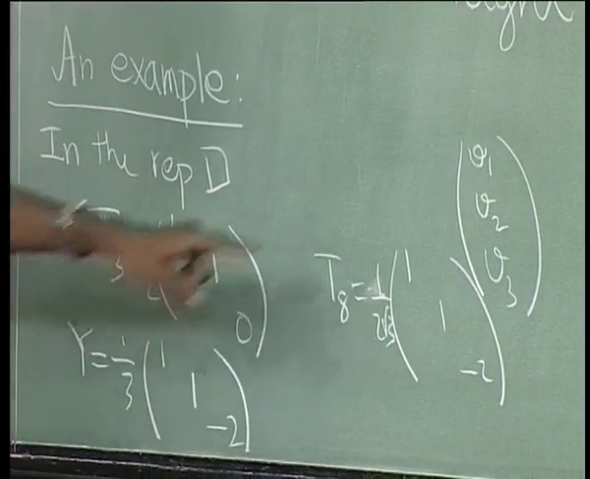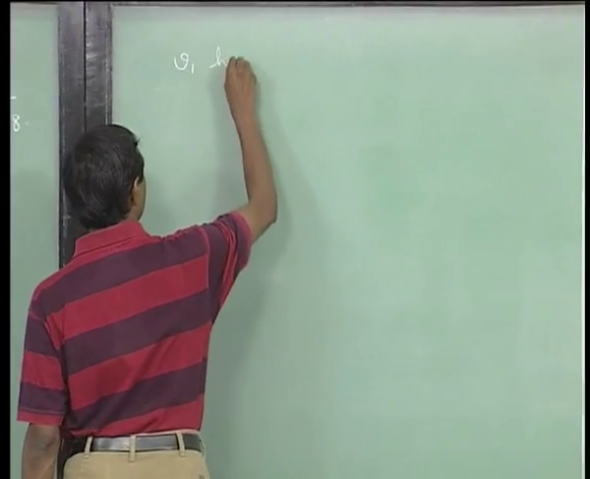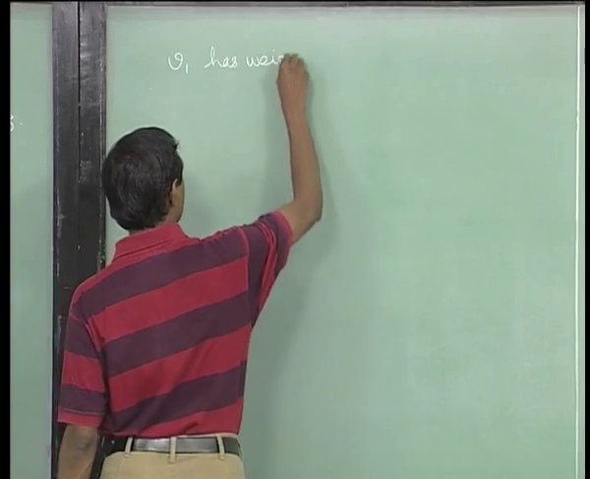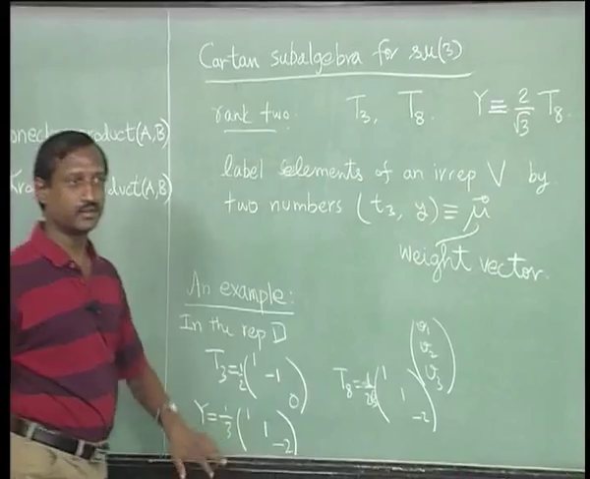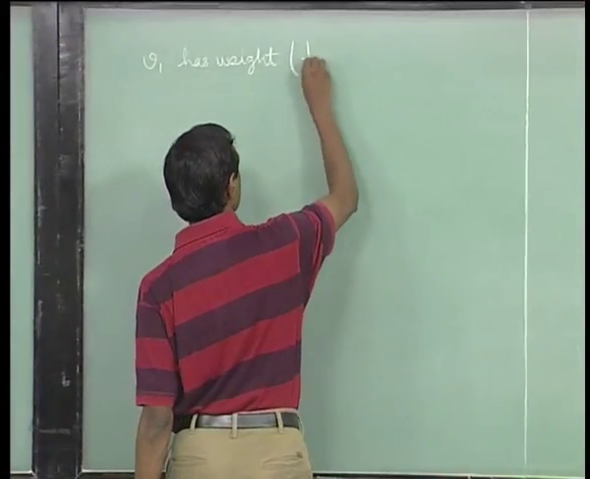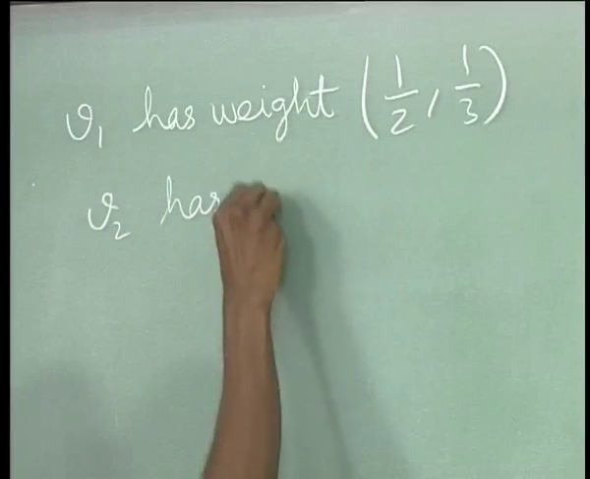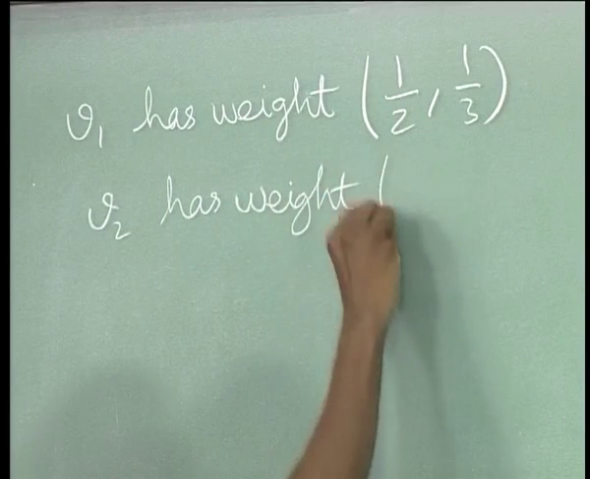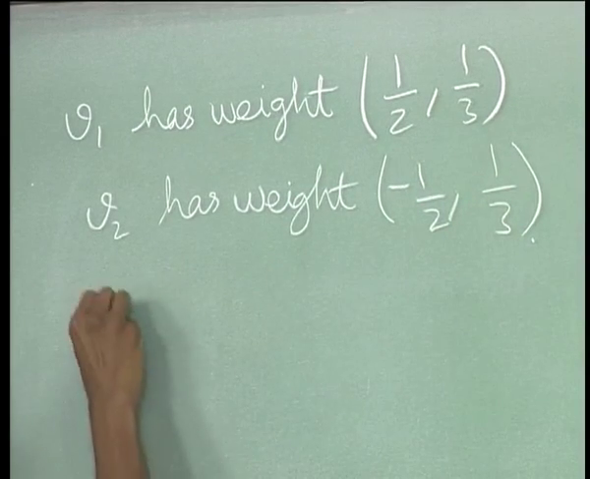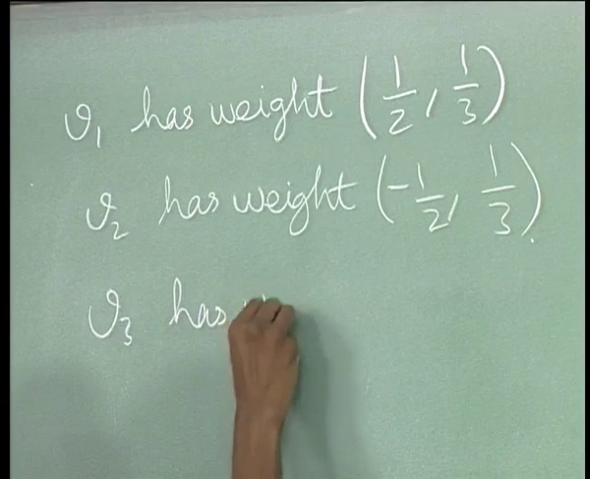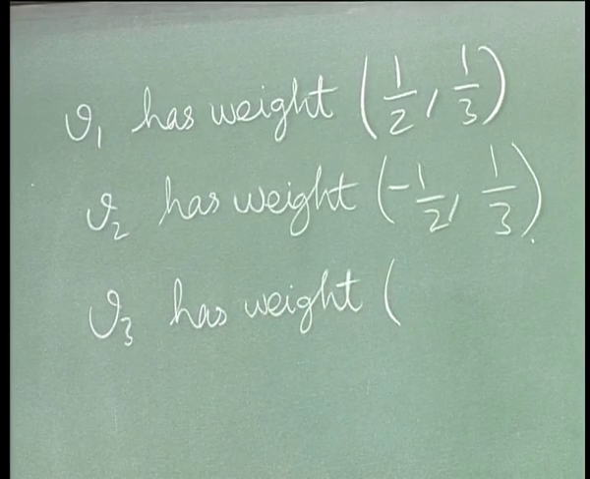So what this implies is that V1 has weight half, 1/3, V2 has weight minus half, 1/3, and V3 has weight 0, minus 2/3.